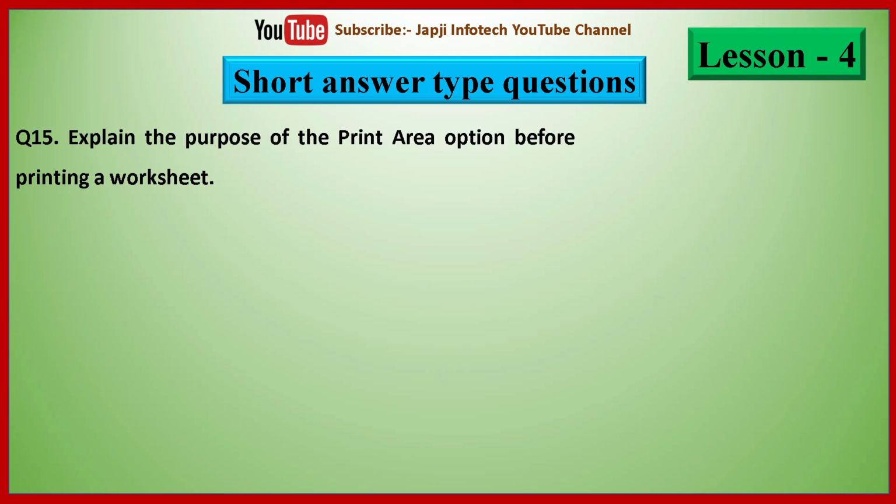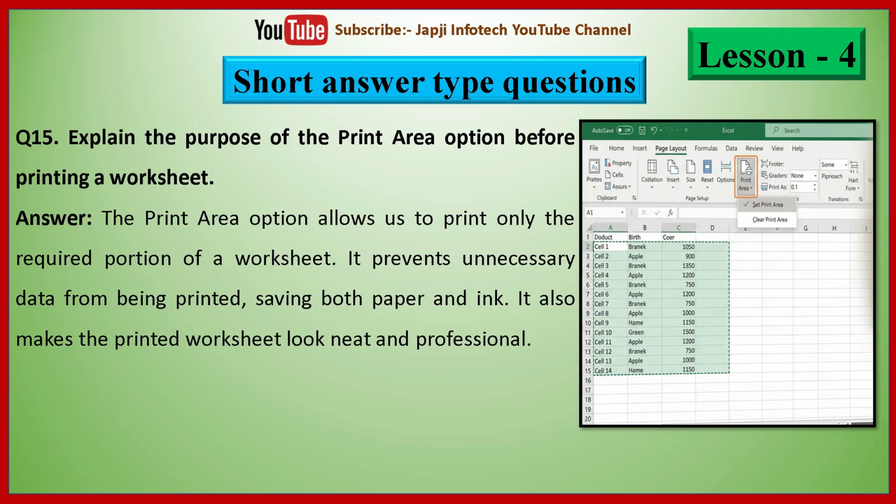And 15th question is, explain the purpose of the print area option before printing a worksheet. And the answer is, the print area option allows us to print only the required portion of a worksheet. It prevents unnecessary data from being printed, saving both paper and ink. It also makes the printed worksheet look neat and professional.